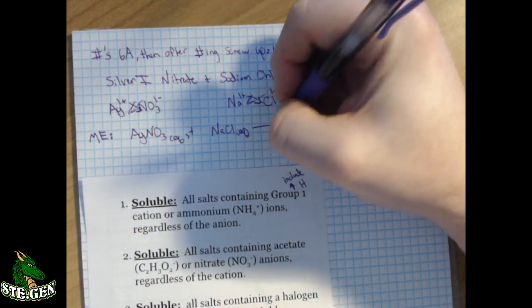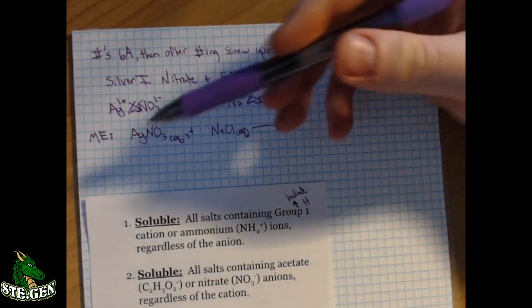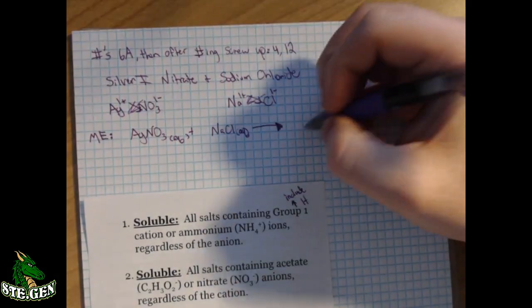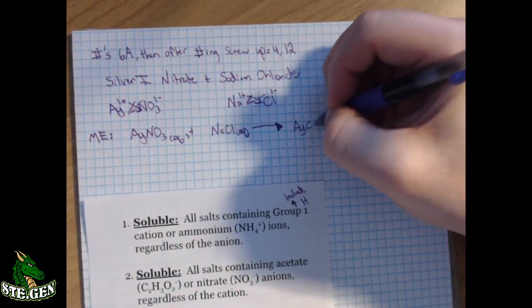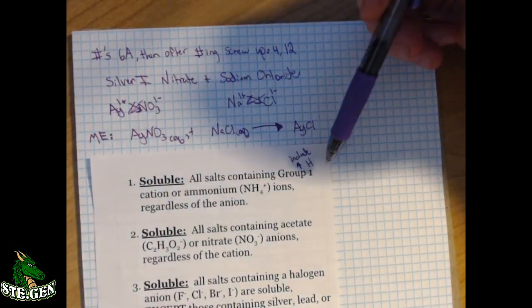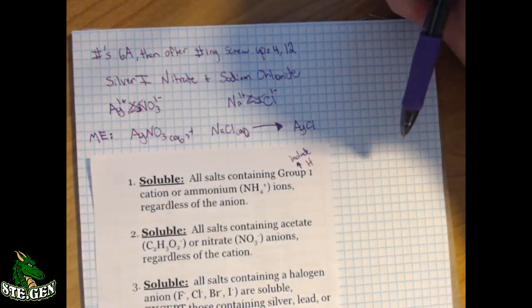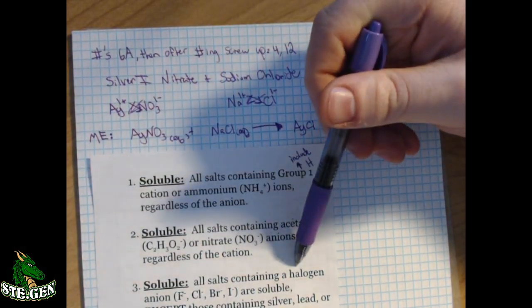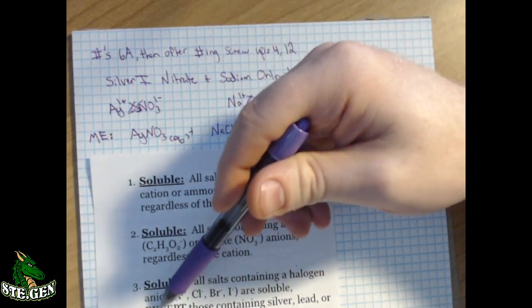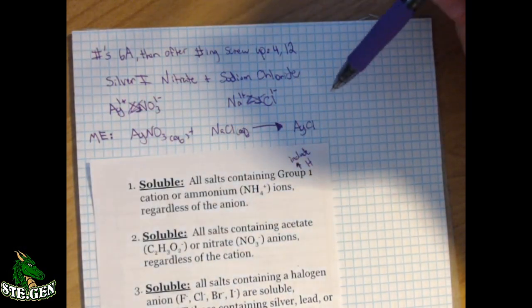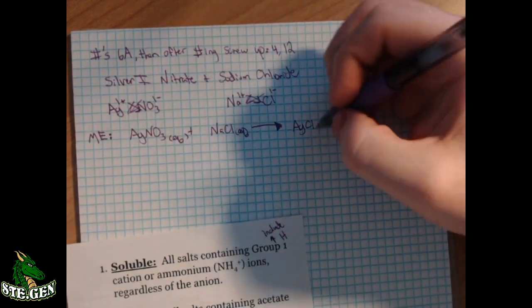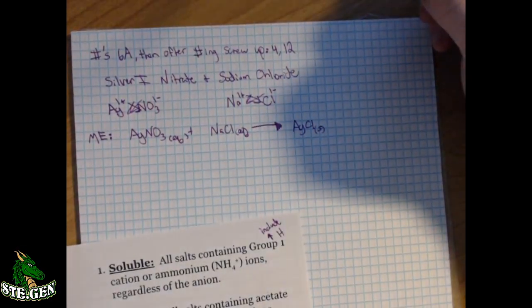And because they are both aqueous, that means that we are going to continue. If either one of these were a solid, we would just stop. There would be no other way for us to do the reaction. So we're going to switch. We've got AgCl. For AgCl, does not contain a group 1 cation or ammonium, does not contain acetate or nitrate, does contain a halogen, but this says all salts containing a halogen are soluble except those that contain silver, lead, or mercury 1. And in this case, Ag is silver, so this one must be a solid.